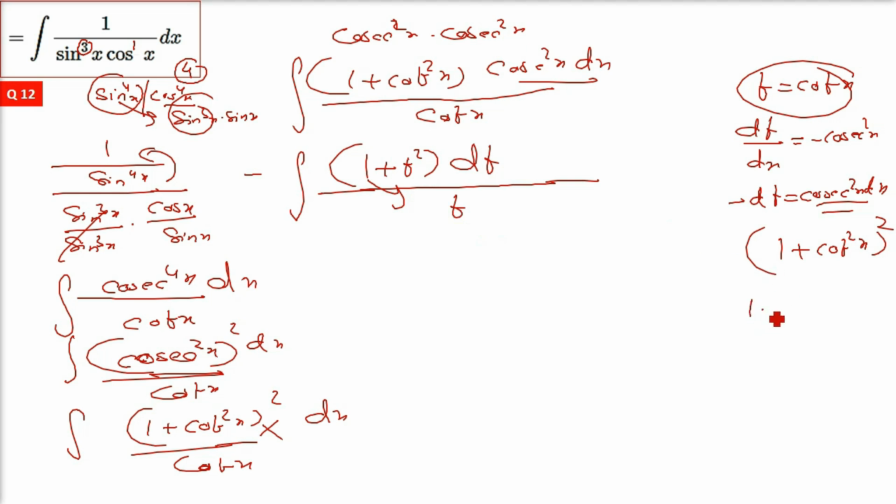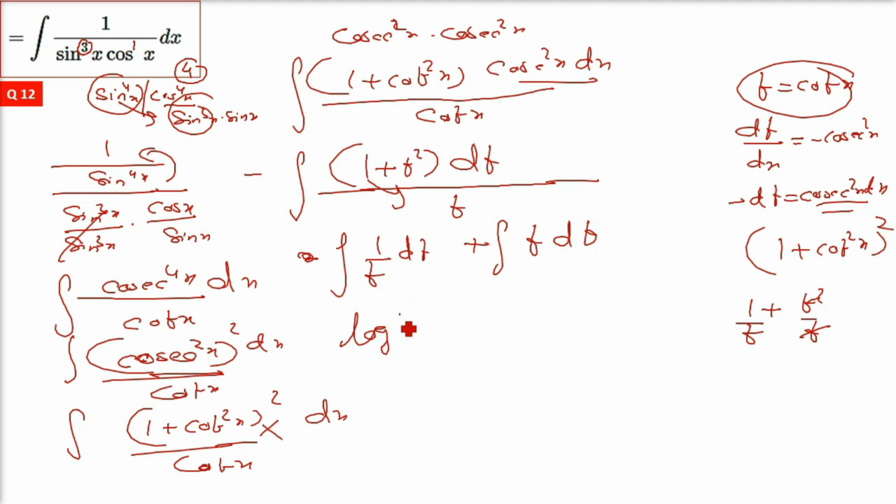So what do you have? 1 plus t square divided by t. So it will be 1 by t plus t square by t, that is t. Negative will deal later, okay? So integration of 1 by t dt plus integration of t dt. 1 by t will be log modulus of t, plus this will be t square by 2, plus constant of integration. Everywhere it will be negative. Please remember, it will be negative because negative is already there.